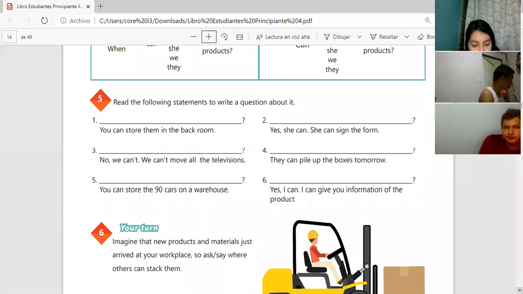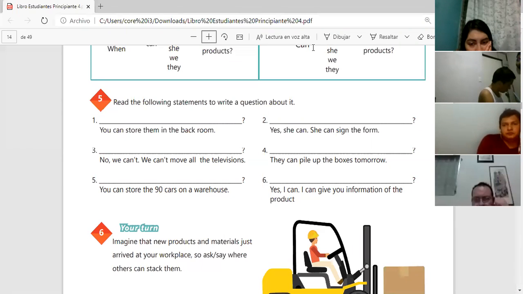Can you store the background? No, because it's not the back room what you are going to store. You're going to store something. Ustedes van a almacenar algo allí en ese salón o cuarto. And check the answer, because the answer is not yes or no. So that means that the question is an open question. It's not a closed question.